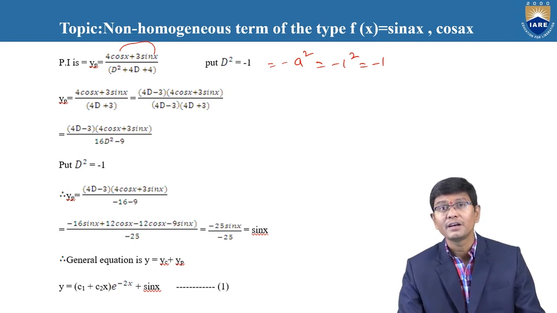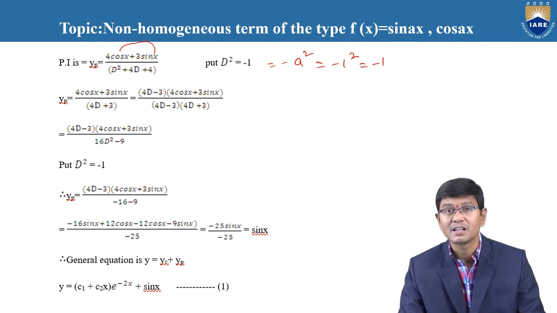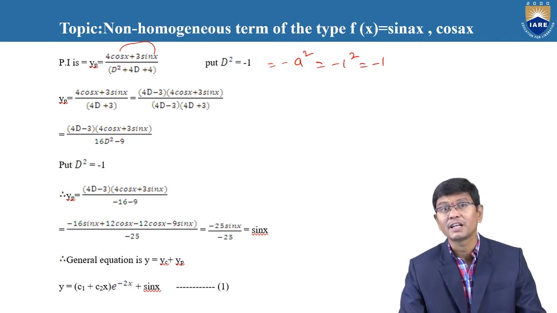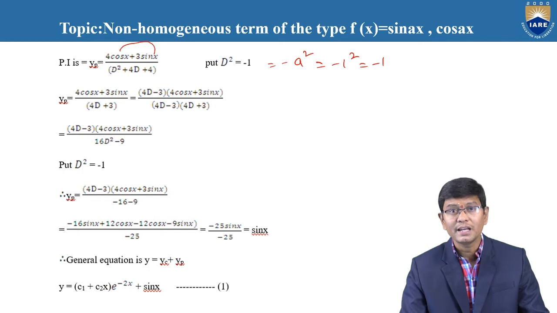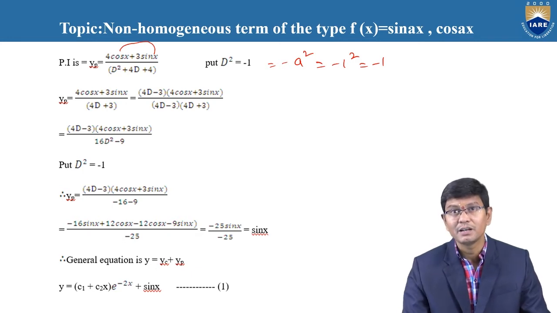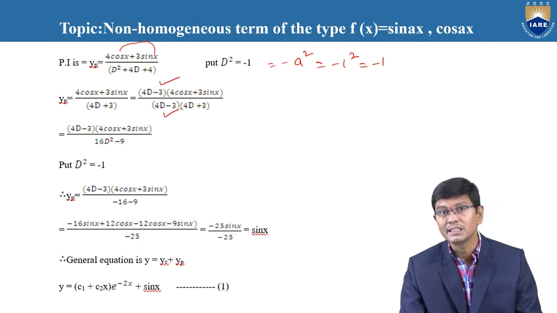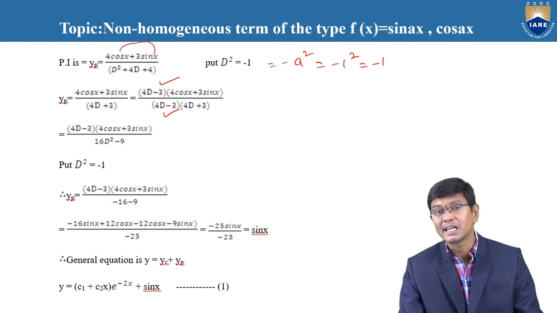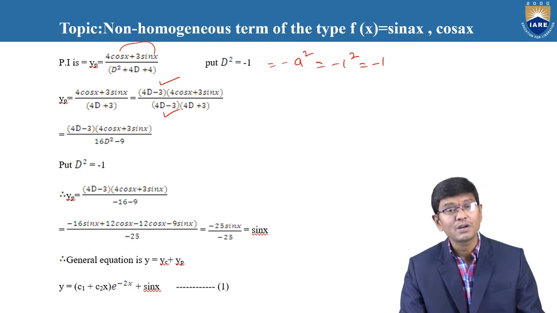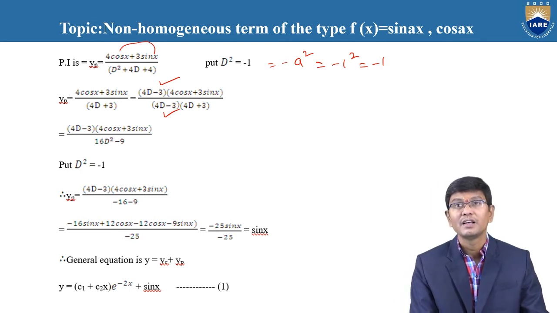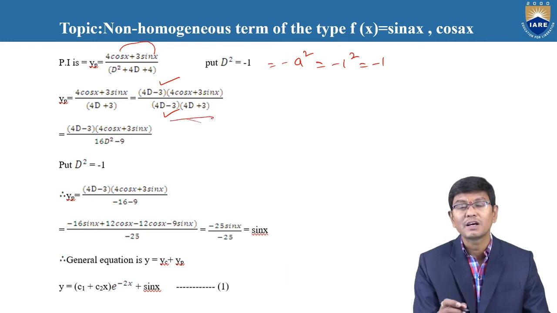And here, after the replacement, the denominator is not yet satisfied, because once again the denominator involves D. Now again we need to rationalize, multiplying by 4D minus 3 by 4D minus 3, since plus 3 is already there. The numerator is 4D minus 3 into (4 cos x plus 3 sin x), and the denominator is (a minus b) into (a plus b), that is a square minus b square.